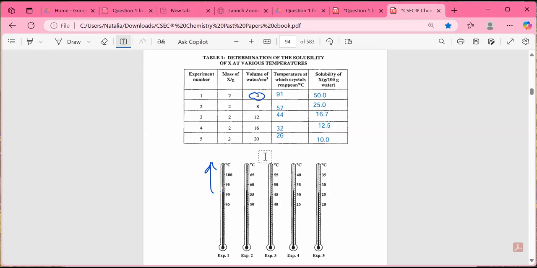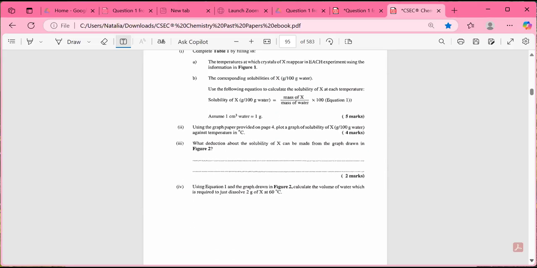So I'm not going to actually plot this graph. The purpose of this was to show you what they could ask you. Let's read to see if they ask any additional question other than deduce the solubility from the graph. We did that a while ago. It says calculate the volume of water required to just dissolve 2 grams of X at 60 degrees Celsius. This one is different from the one we did earlier.